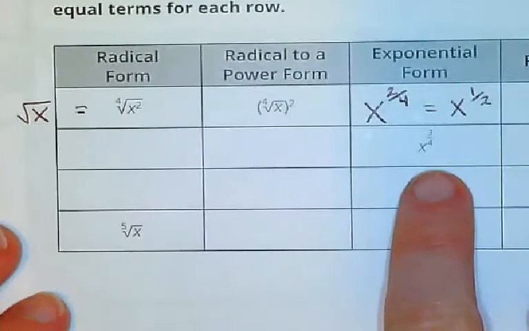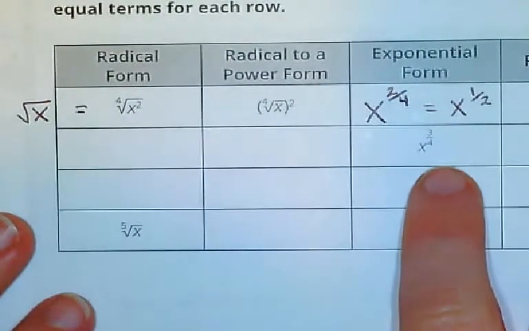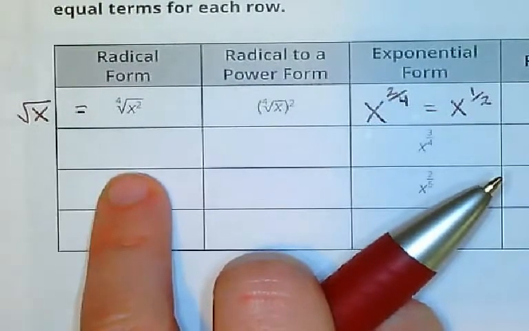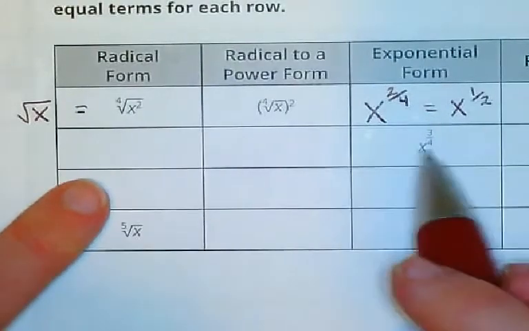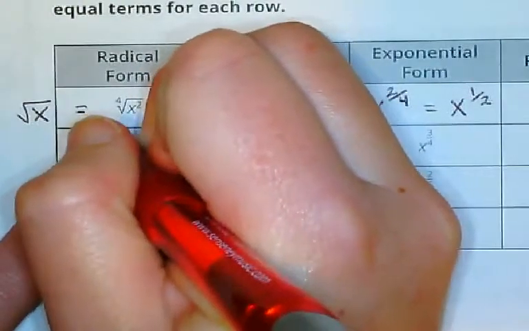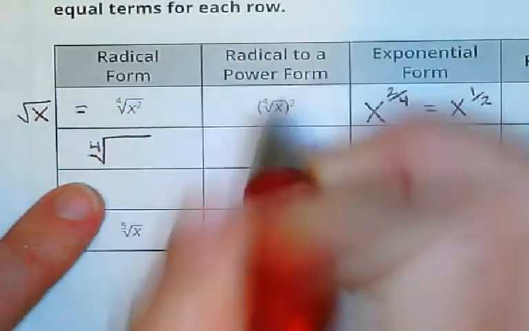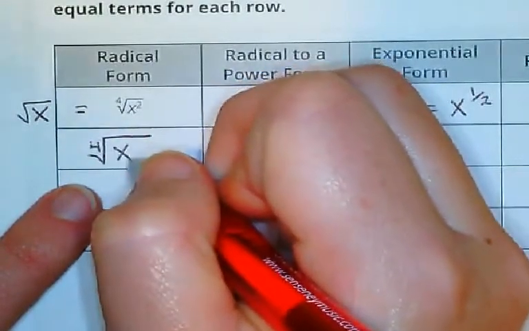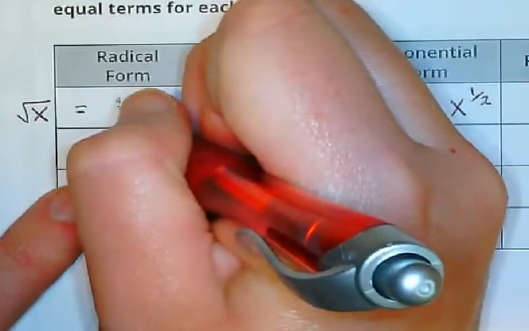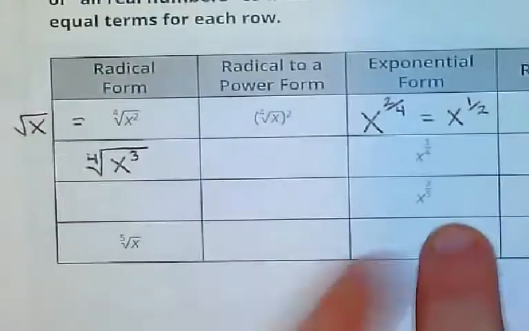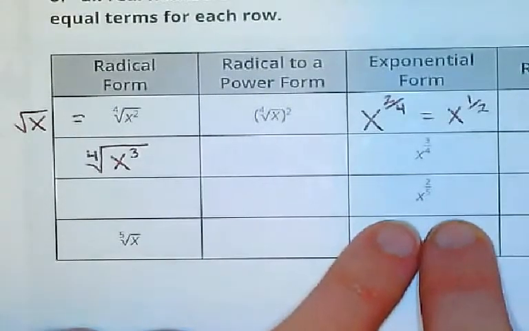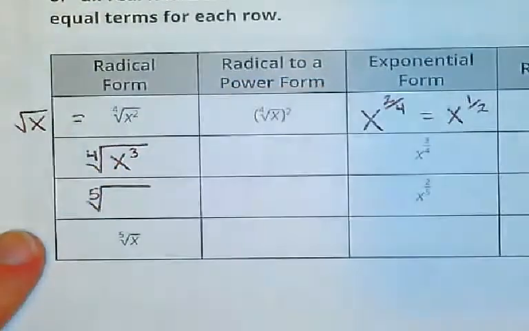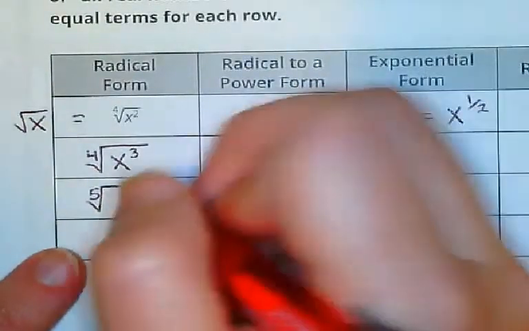Alright, what if we went backwards? We've got x to the 3/4. If we put this in radical form, what is our root? It's the fourth root, so I would have an index of 4 right there in my radical, and then my x is to what power? It's to the third power. Alright, what if I've got x to the 2/5? My index for the radical is 5, and then my power for the x is 2.